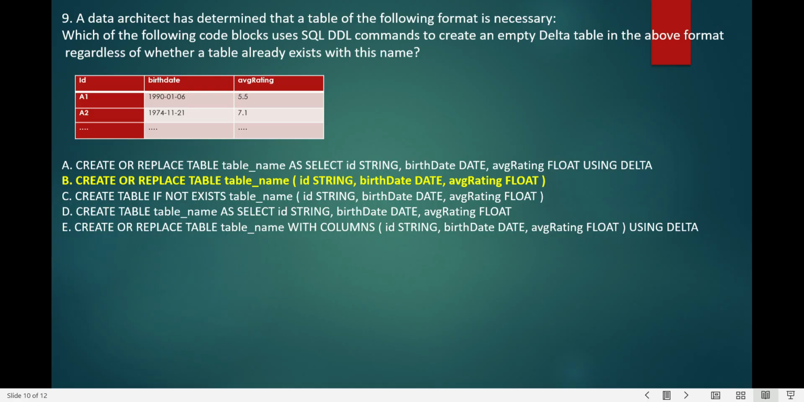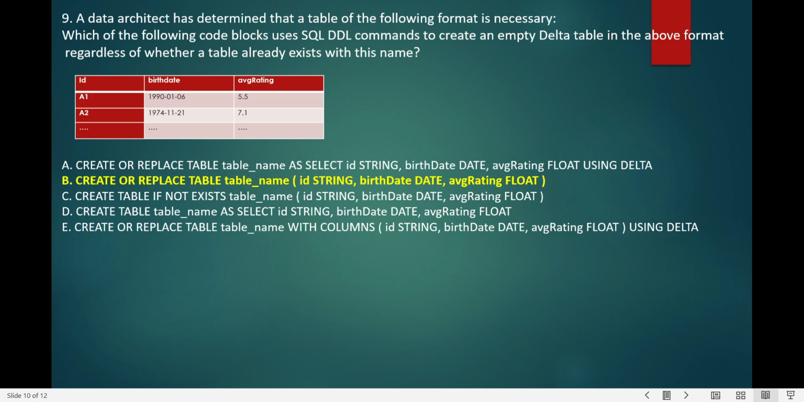A data architect has determined that a table of the following format is necessary. Which of the following code blocks uses SQL DDL commands to create an empty Delta Lake table in the above format, regardless of whether a table already exists with this name? So here they have given ID, birth date, average rating. The IDs are A1 and A2, and the birth date and overall rating are also given.